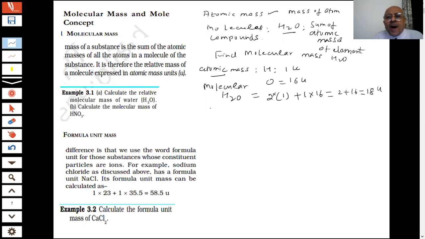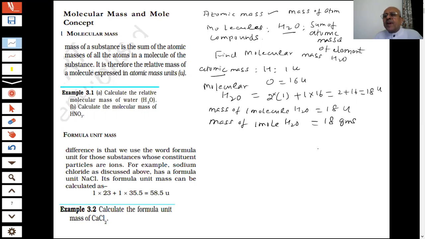That means the mass of one molecule of H2O is 18 u. If I say the mass of 1 mole of H2O, that will be 18 grams. This is called the molecular mass. And in the book, they have given the values of molar mass. This is also called molar mass.